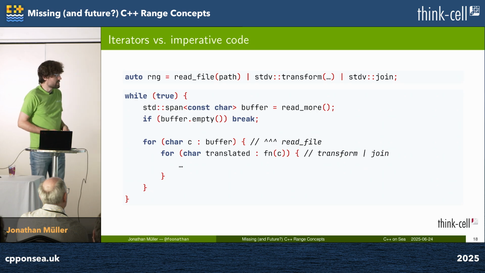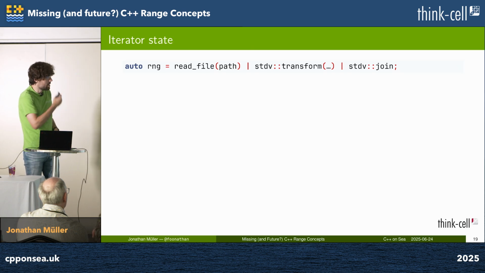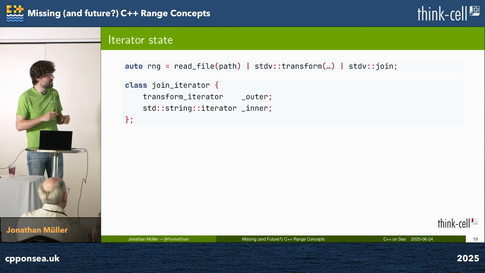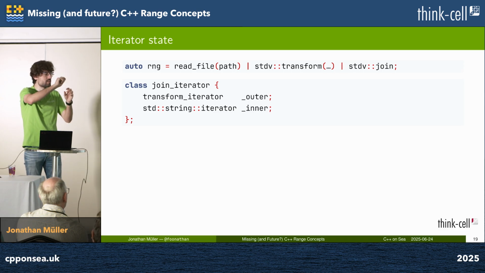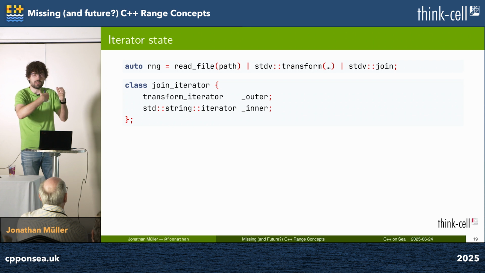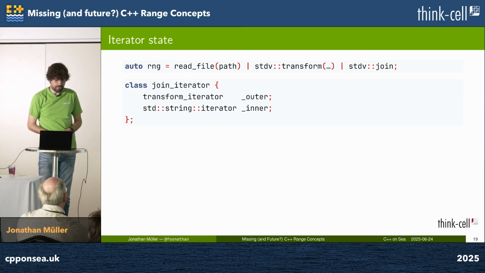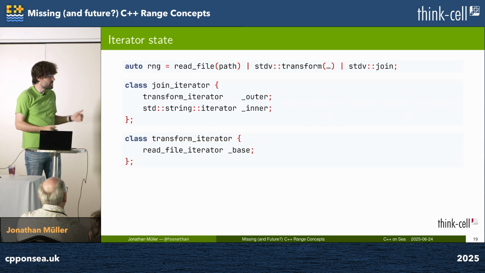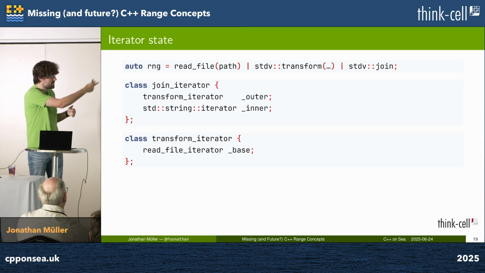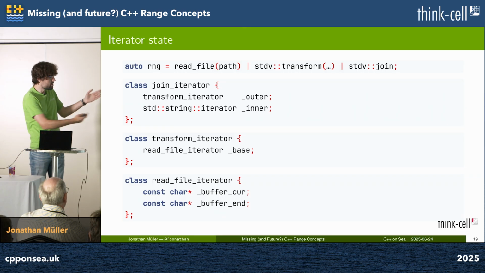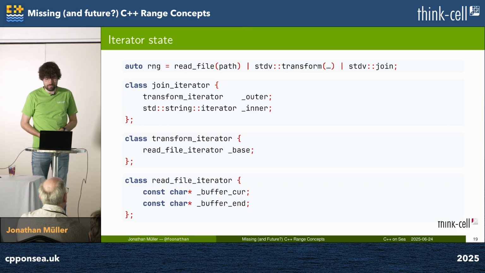Now, what does the actual ranges code do? Well, we have iterators. So the iterators have state. For the join iterator, essentially we're having the current outer iterator, and then an iterator into the current element of the outer range. So we have two iterators, one that advances over the outer range, and then the inner one that advances over each element of the outer range. The transform just doesn't introduce any additional state besides the function object, which I'm ignoring here, so it just grabs the base iterator. And then the read file iterator has the 2 pointers.